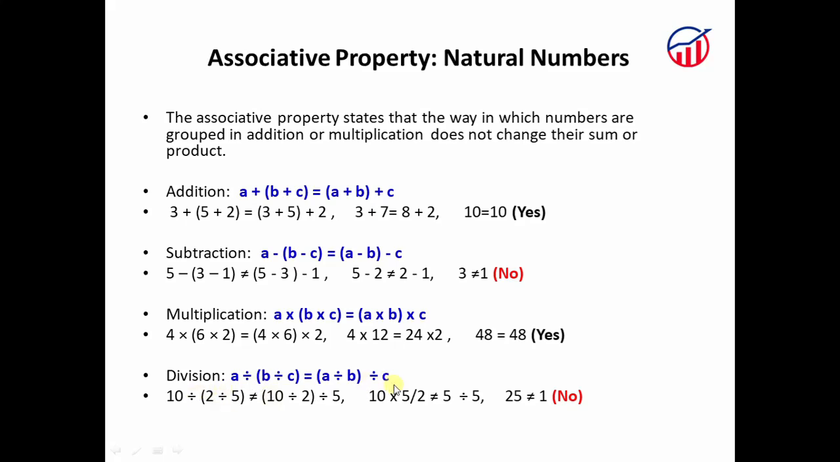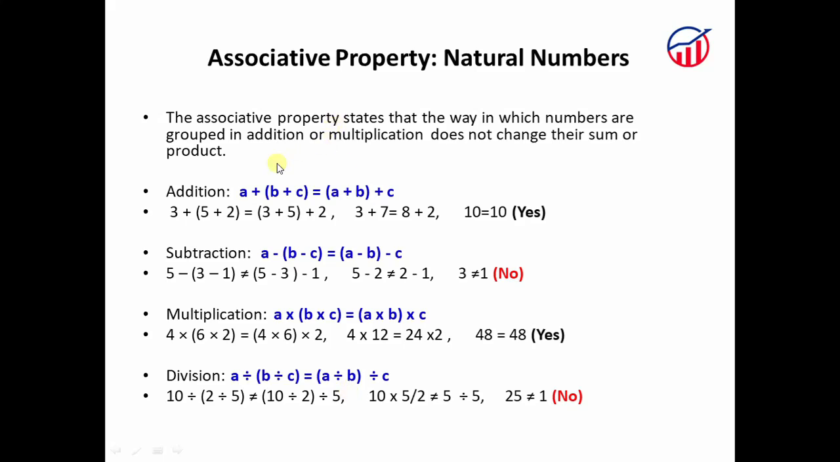So 10 upon 2 is what? 5. So you have 5 upon 5 on the right. So 10 into 5 upon 2 is what? 2 5s would be 10. So 5 5s are 25 on the left hand side, and 5 divided by 5 is 1. So the LHS and RHS is not matching, hence the associative property does not hold good for division.